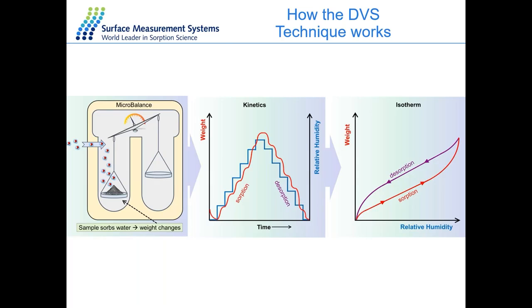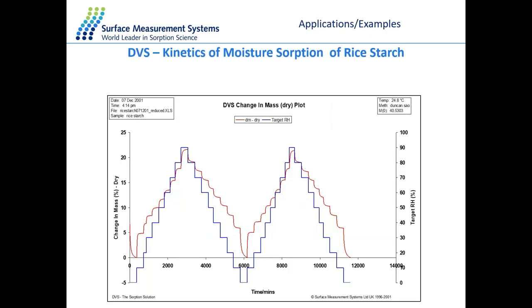So what would the data look like? Here is an example of a standard experiment on a food material, in this case rice, and this is a two-cycle experiment of absorption and desorption. So what are we looking at here? We have kinetic data, so it's a plot of time on the x-axis over percentage mass change, which is highlighted in red. We can see the mass going up, reaching equilibrium, and going down, reaching equilibrium at each stage, over relative humidity, which is the blue line, which goes up and back down.